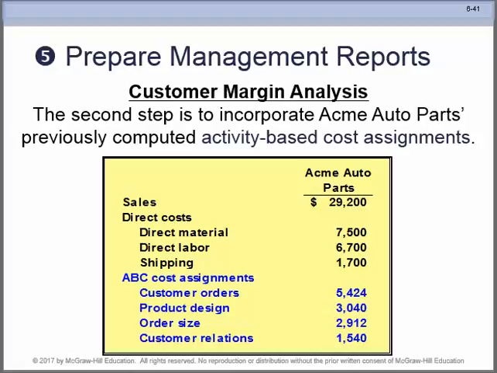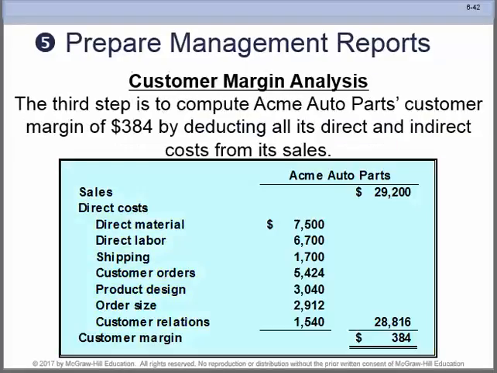And still, again, customer margin analysis. This brings in not just the direct costs, but the ABC cost assignments. So we show that we have a $384 margin by deducting all the direct and indirect costs that pertained only to Acme Auto Parts. So we have a slightly positive margin.